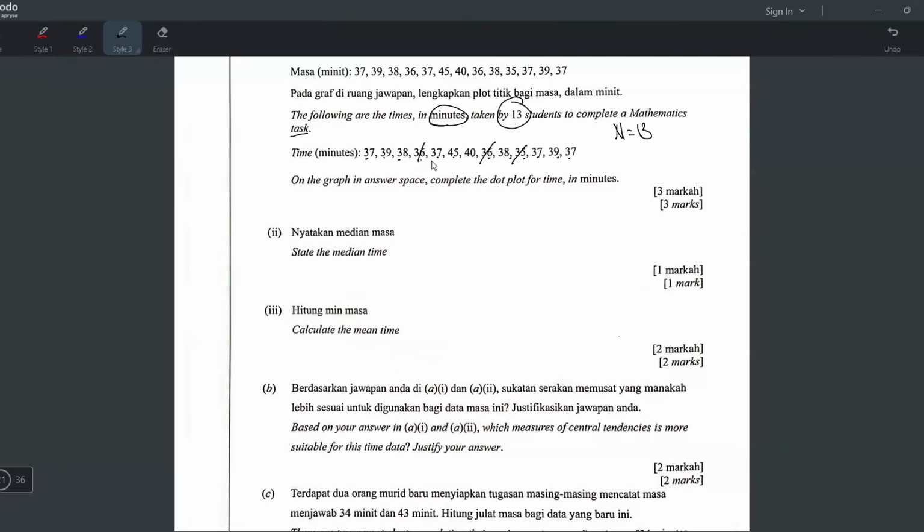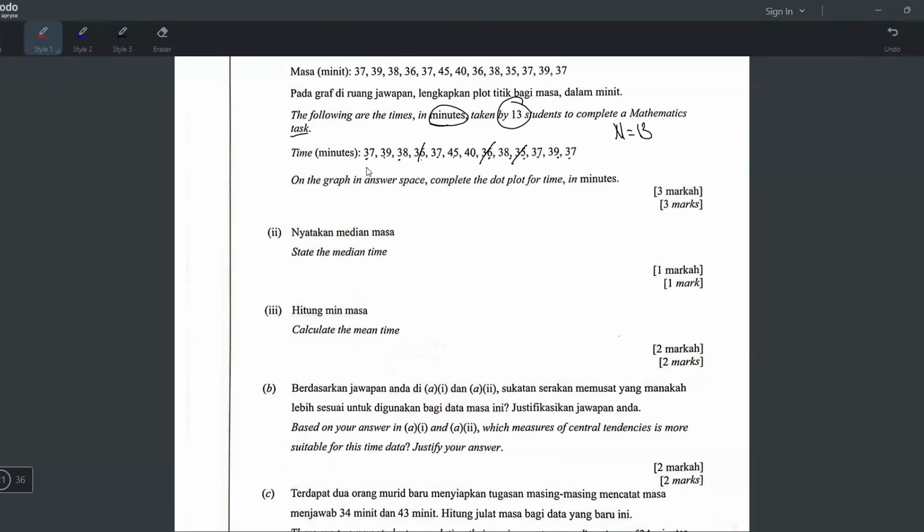Okay, I think I will just arrange in ascending order first, because later they ask for the median. And when you find the median, you need to arrange in ascending order first, because median is getting the middle number, but you have to arrange first. So why not just arrange now? Because it will help us for the dot plot also. Okay, so let's arrange now.